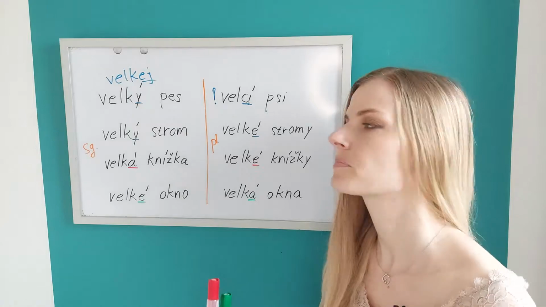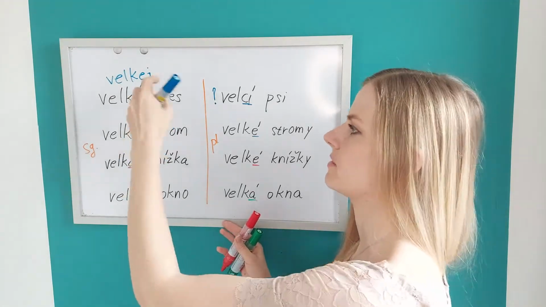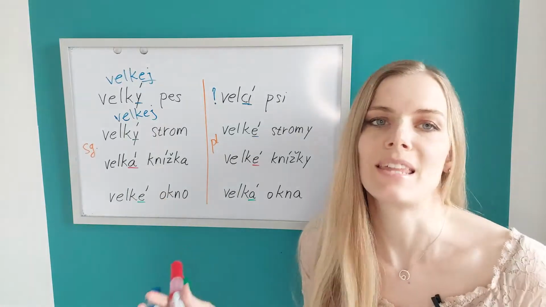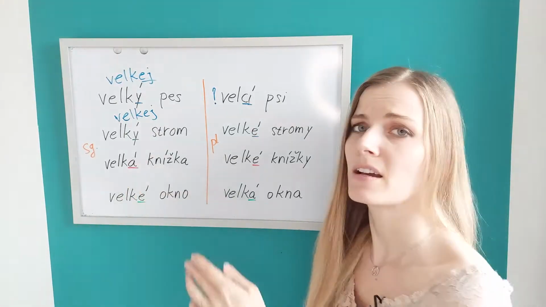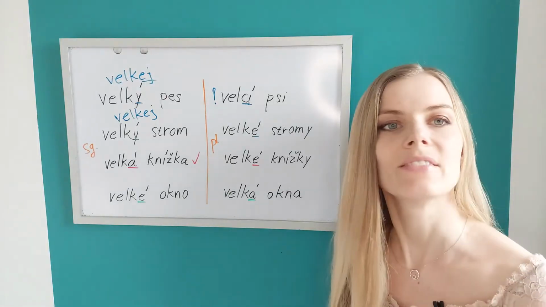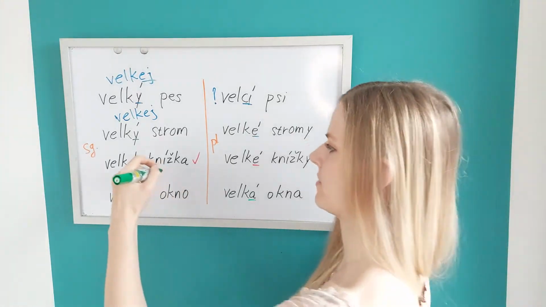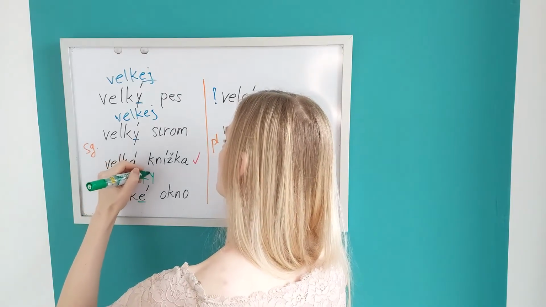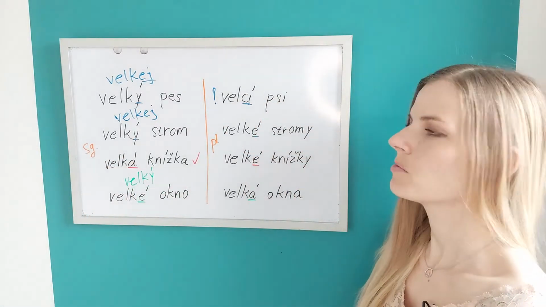Velký pes. Also for the inanimate, velký strom. What about the feminine? Nothing changes. It stays exactly the same. And velké okno changes to velký okno, just like velký pivo, černý pivo, etc. Velký okno. Okay, what about the plurals?